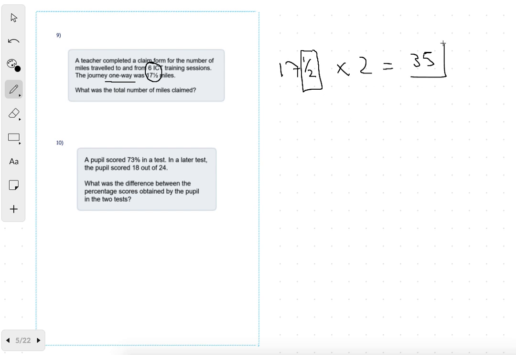And then you can think of this as one day. You drive to the training session in the morning, you drive home in the afternoon. And then the question says that you did that 6 times. So this question comes down to doing 6 times 35. If you try and do 6 times 17.5, it's a bit awkward. It's not impossible, but it's a bit awkward. If you double the 17.5 first, you'll make this question a lot easier.